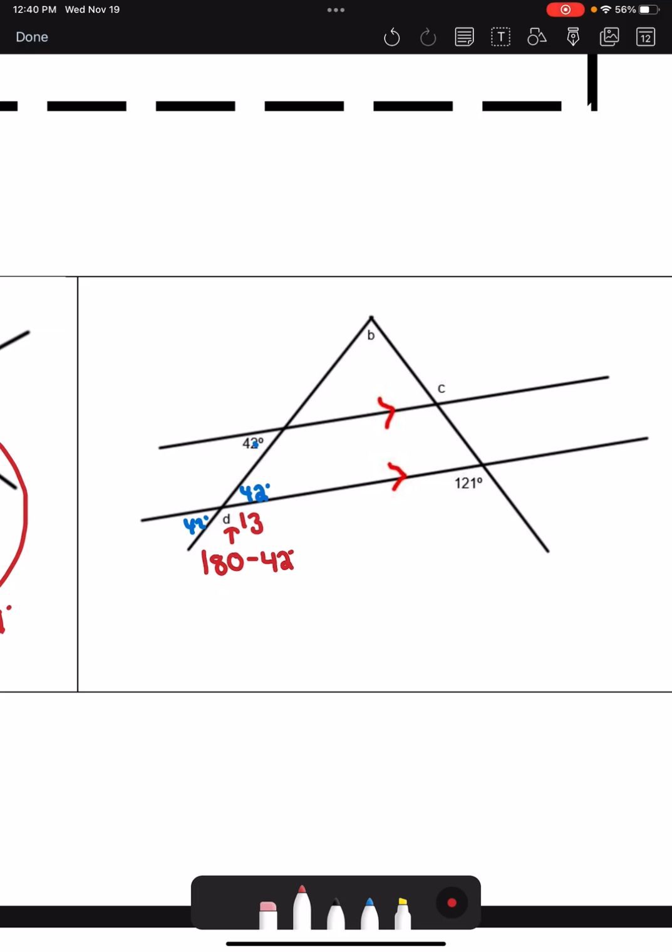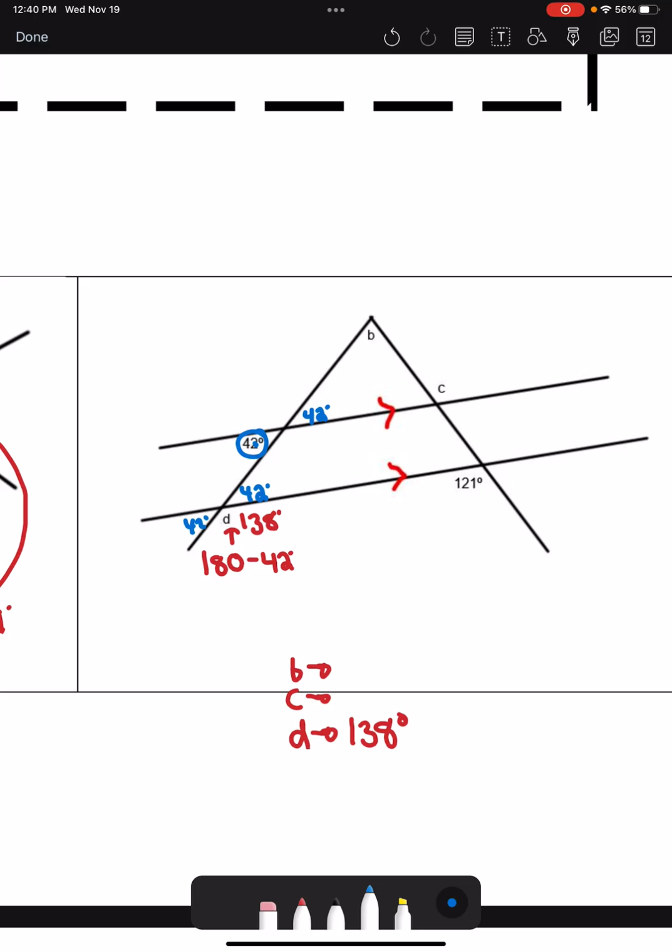So now I know, and let's make a list down here. So what do we have? B, C, and D. So I know D is 138 degrees. Okay, let's keep going. So if this is 42, this is the opposite angle. Whenever you see that X shape, right, the opposite angles are equal, so this would be 42.